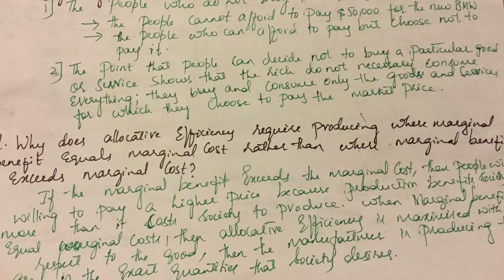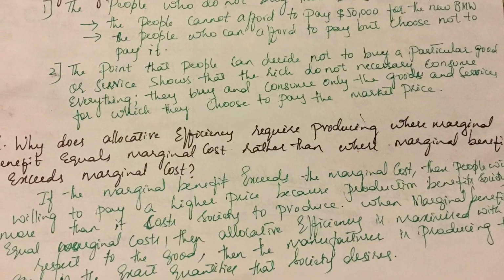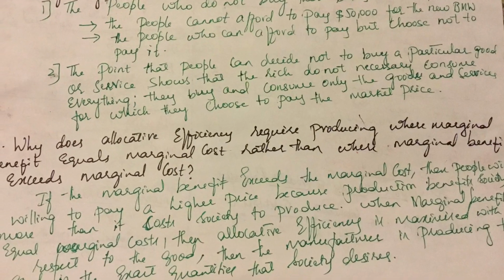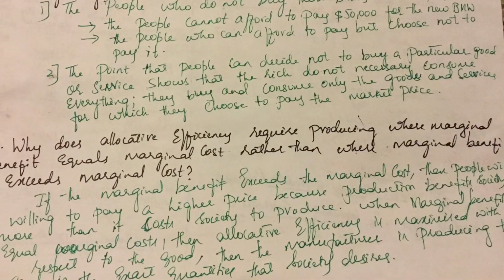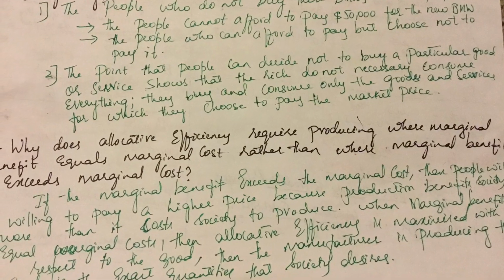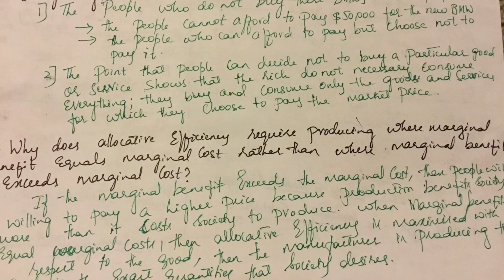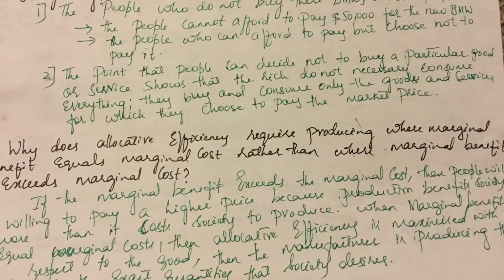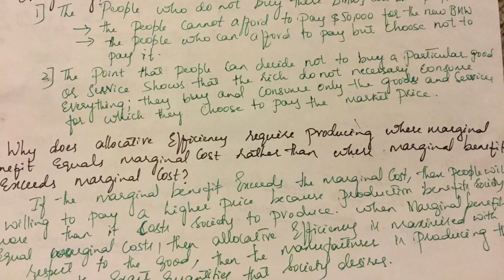The second question is, why does allocative efficiency require producing where marginal benefit equals marginal cost rather than where marginal benefit exceeds marginal cost? If the marginal benefit exceeds the marginal cost, then people will be willing to pay a higher price because production benefits society more than it costs society to produce. When marginal benefit equals marginal cost, then allocative efficiency is maximized with respect to the good. Then the manufacturer is producing the good in the exact quantities that society desires.